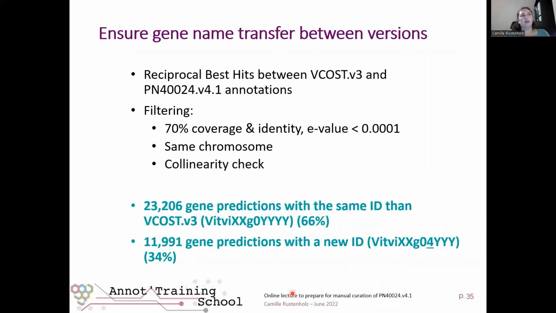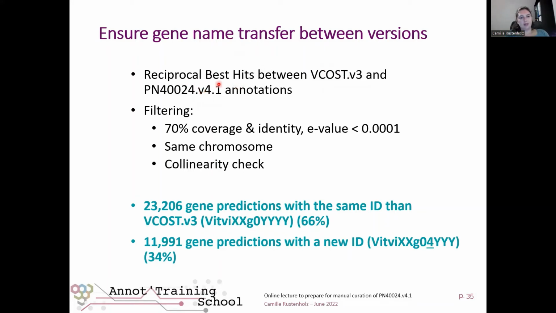But it's not only about these very important genes. It's also very important in general to keep traceability between different versions, so that everyone who would like to use this new version will not be completely lost because the gene names would be different and everything would be different, and they would have to start from scratch. We didn't want that. We wanted this new genome assembly and gene annotation to be as useful for the community as possible. So we made a huge effort into transferring gene names from the VCOST v3 to the v4.1.